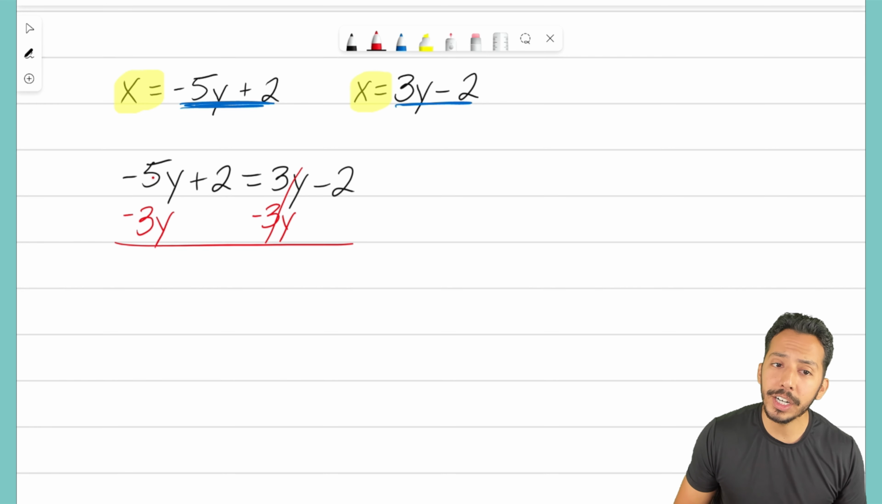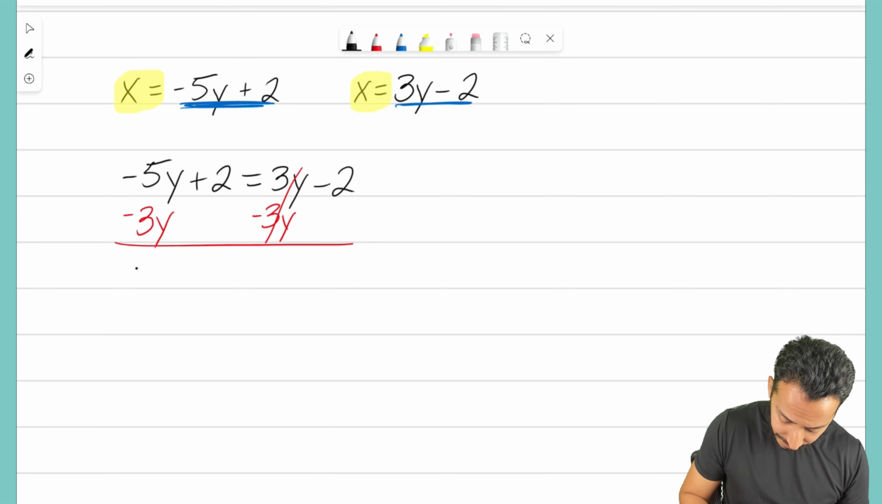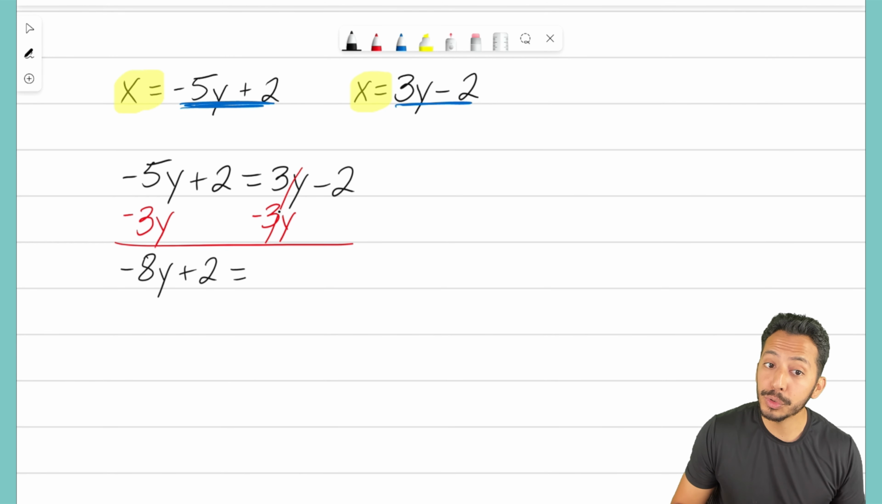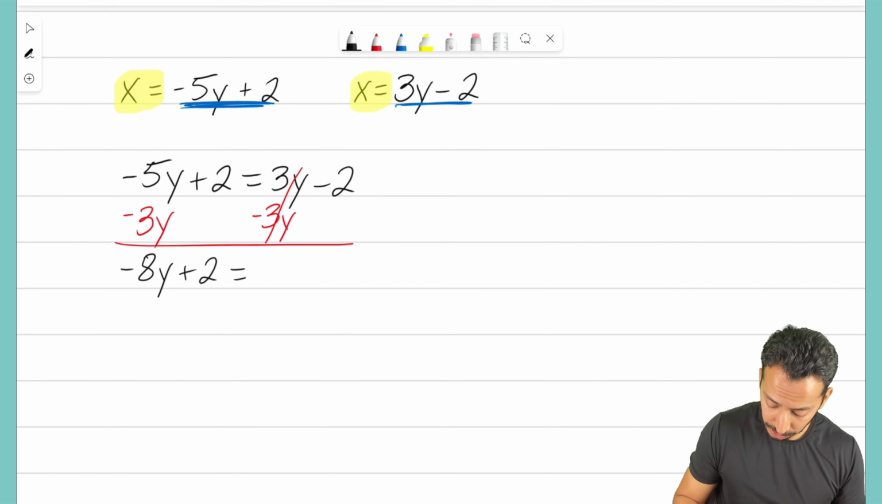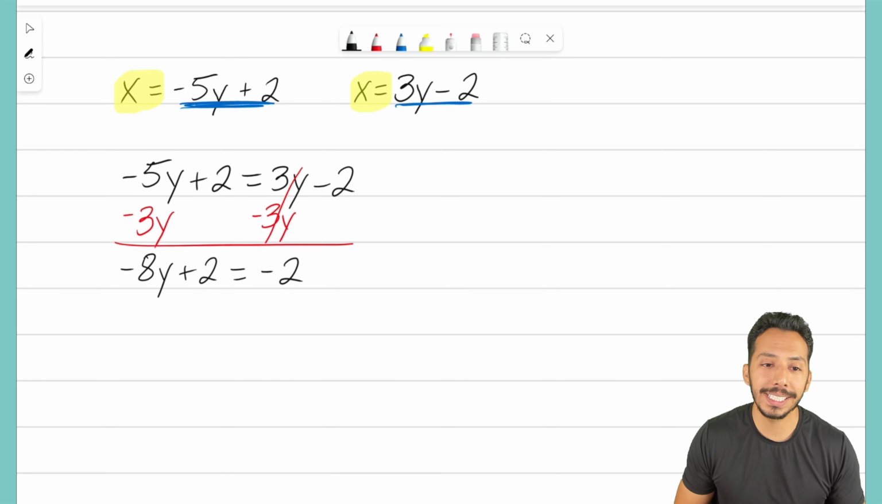Well, look what happens over here. Negative 5y's, take away 3 more. Well, that's going to give us negative 8y's. Still have the plus 2. Those 3y's there zeroed out. And I still have my minus 2 on the right side.